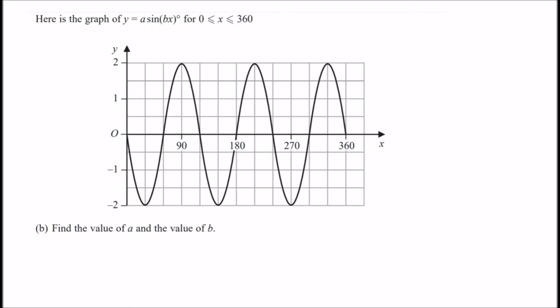Now moving on to the next part, it says here is the graph of y equals a times sine of bx for x values between 0 and 360 degrees. Now, okay, we've got this kind of sine wave graph, but it looks kind of upside down. Find the value of a and the value of b.